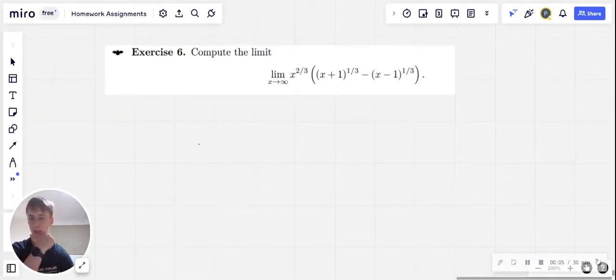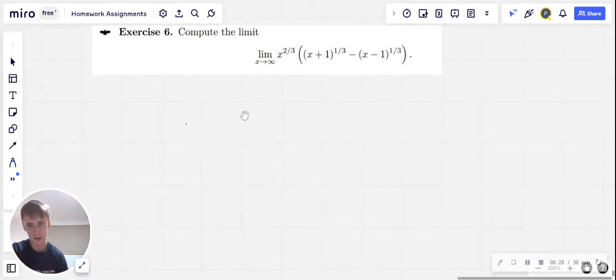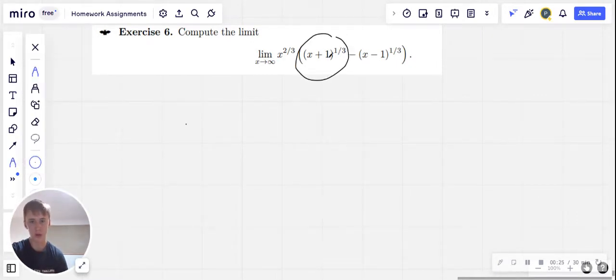Hello, everyone. Today we're going to be doing this limit question. To start off, it looks quite nasty. Looking at it, we can see that we've got a power of a third here minus another power of a third here. So I'm going to treat it like a difference of two squares, except this time it's going to be a difference of cubes.